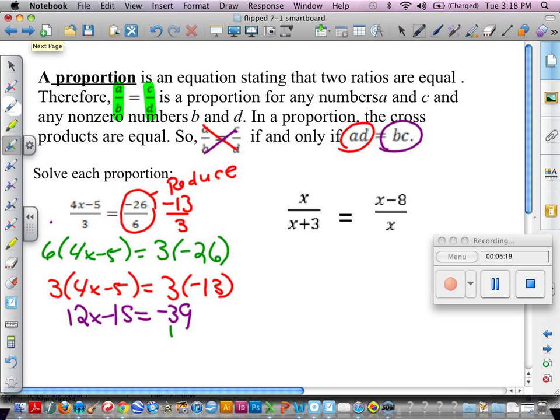Add your 15. I hope you're working this. 12x equals negative 24. X equals negative 2.